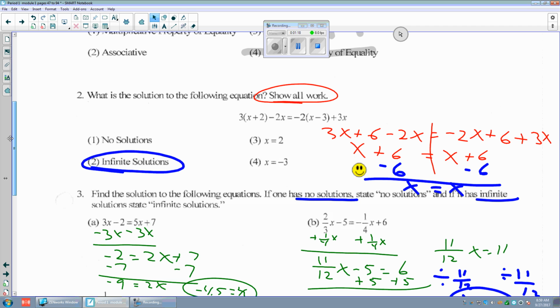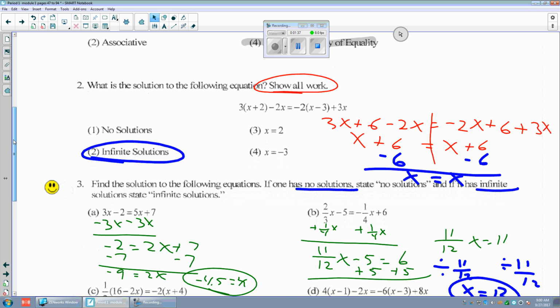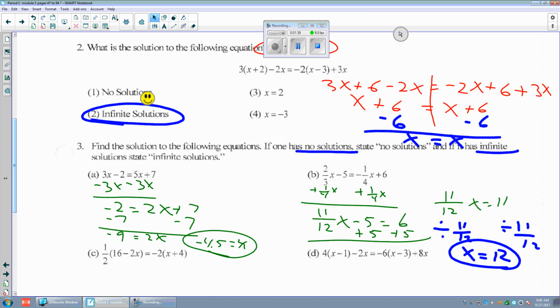Now, if we subtracted x from both sides, we would have gotten 6 equals 6. We can plug in any number in here. Any number. 20. And 20 equals 20. Negative 5/8 equals negative 5/8. So there's an infinite number of solutions because we can plug in any number here. If we couldn't plug in any number to make it true, then there would be no solution.